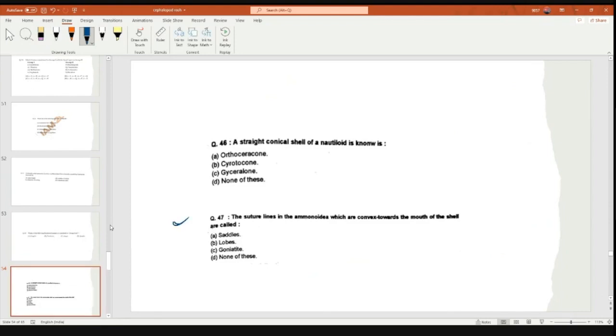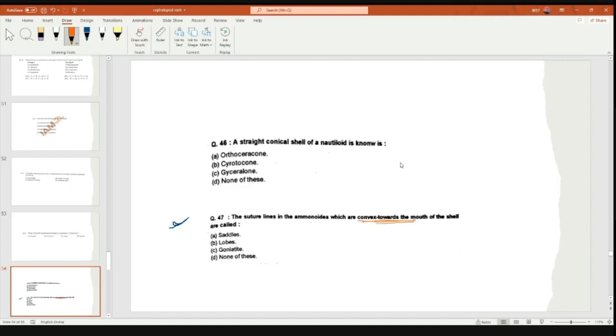Question number 47. The suture line in ammonoids which are convex towards the mouth. Guys, you have to focus on this. Convex towards the mouth. So try to draw the image, it will be easier to understand.